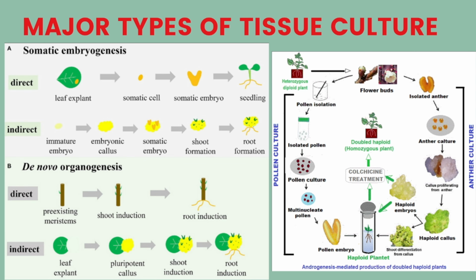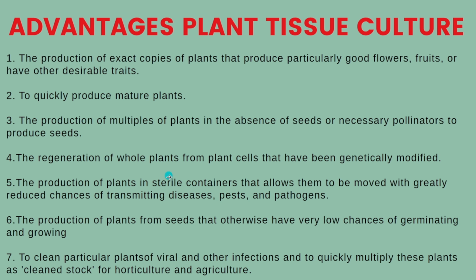Because the gene is already changed, something like that. And also it allows them to move, greatly reducing the chance of transmitting disease, because in a controlled condition... if you plant outside, you need to watch out for disease. You need to know that not only humans and animals get disease, plants also get disease. They have the chance to get infection, and also pests, maybe insects. You need to worry about insects, and then you don't need to worry about the pathogen, which is a virus, something like that.